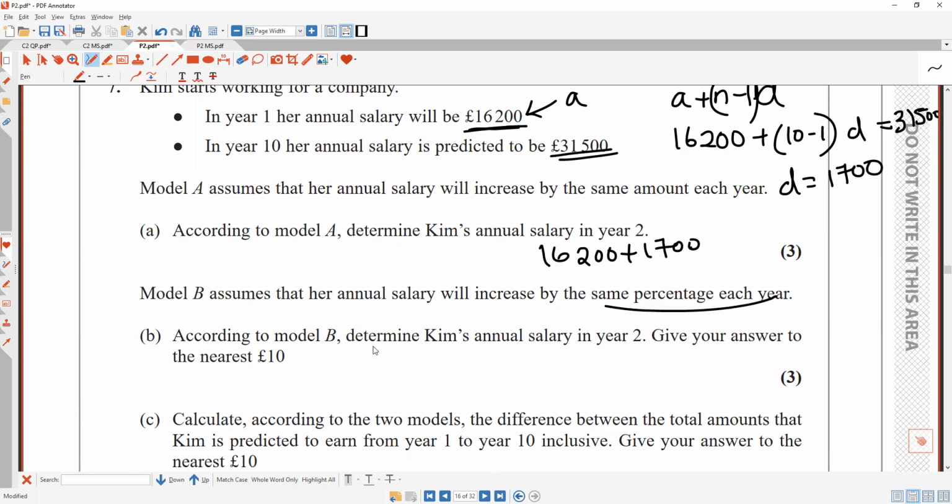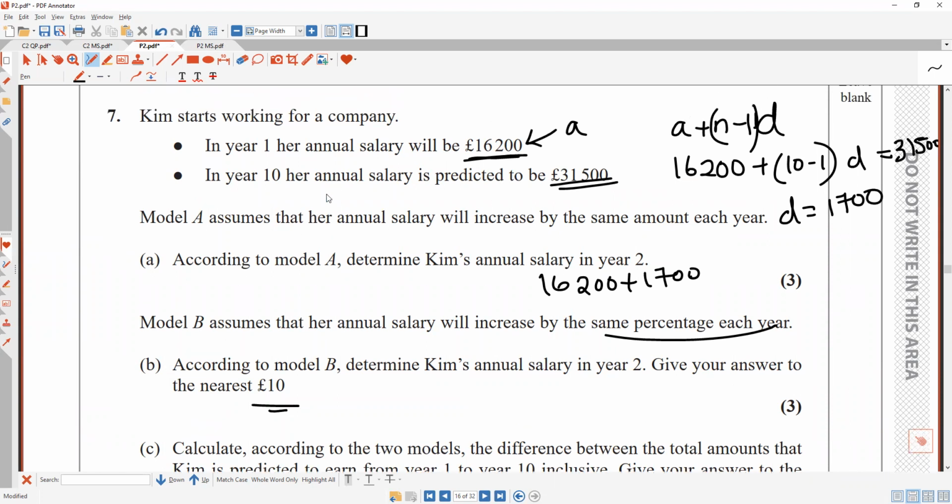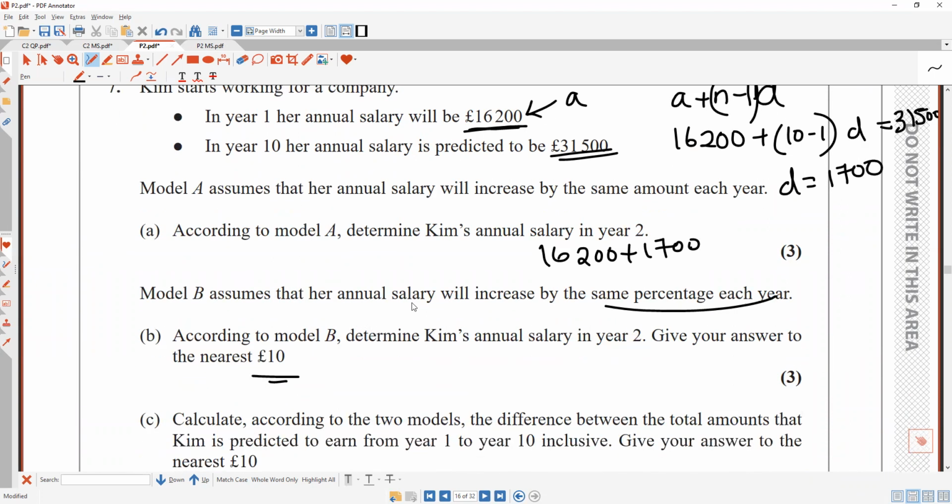According to model B, determine Kim's annual salary in year 2. Give your answer to the nearest pound. Model B, what is model B, by the way? Anybody knows what is model B? It will increase by the same percentage each year. Okay, but here A is 16,200 only. Your last 10th year salary is 31,500 only, but your R is different, your common ratio is different.